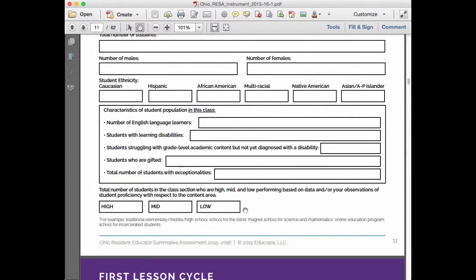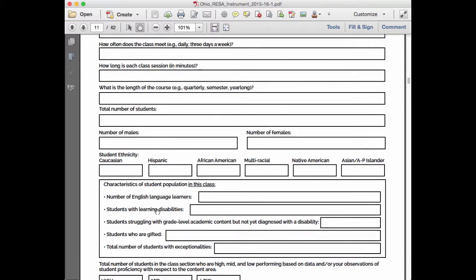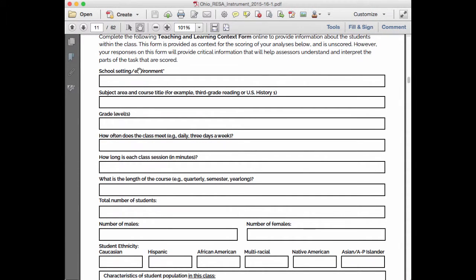They do have here in a little footnote about, for example, are you an online education program? So that one little star is for this right here, the school setting and environment. They have had plenty of online teachers complete the RESA. So they are a little bit familiar with that, and I believe they have enough assessors that they are able to use the same couple assessors for any online school because they have a familiarity with how it's structured.